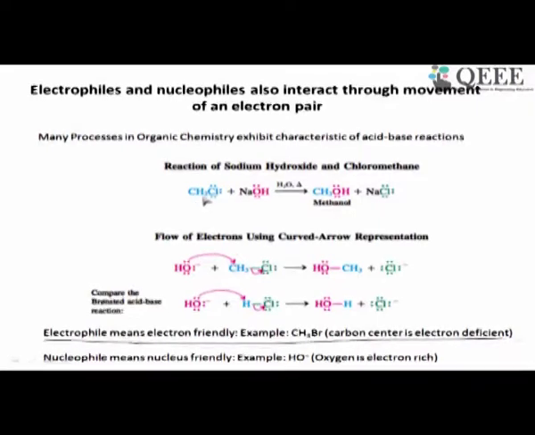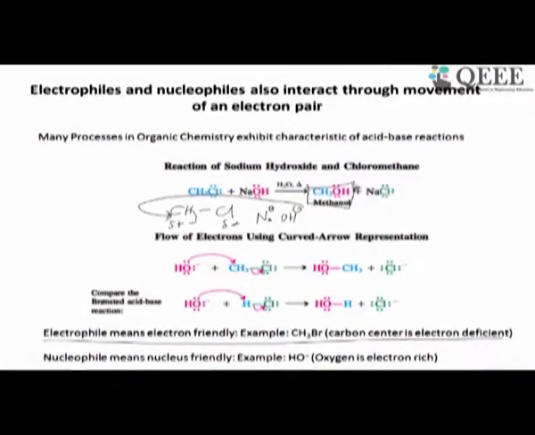For example, in this reaction, sodium hydroxide and chloromethane, CH3 and Cl, this bond is polarized. This is delta plus and this is delta minus. And sodium hydroxide is already ionic. When you put it in water, it's already in ionic form. This is a nucleophile. It has an electron rich center. So this will attack carbon because it is electron deficient. The bond is polarized. So you can predict, if you add sodium hydroxide to methyl chloride, you will get methanol. Just plus-minus chemistry, you just connect plus and minus.